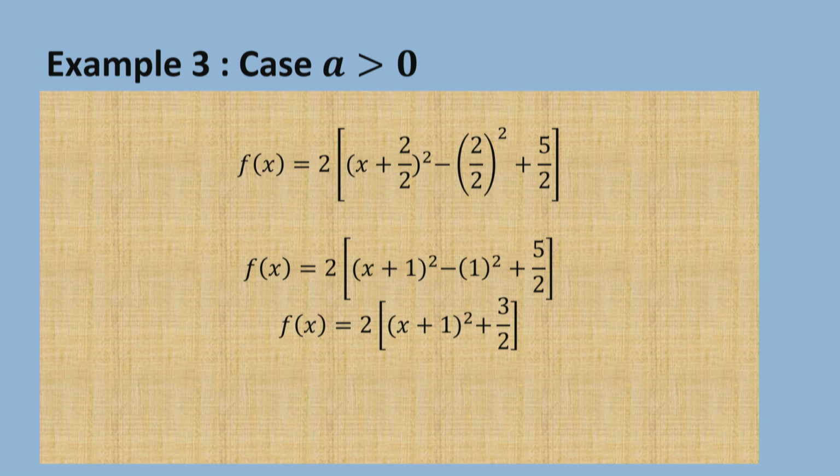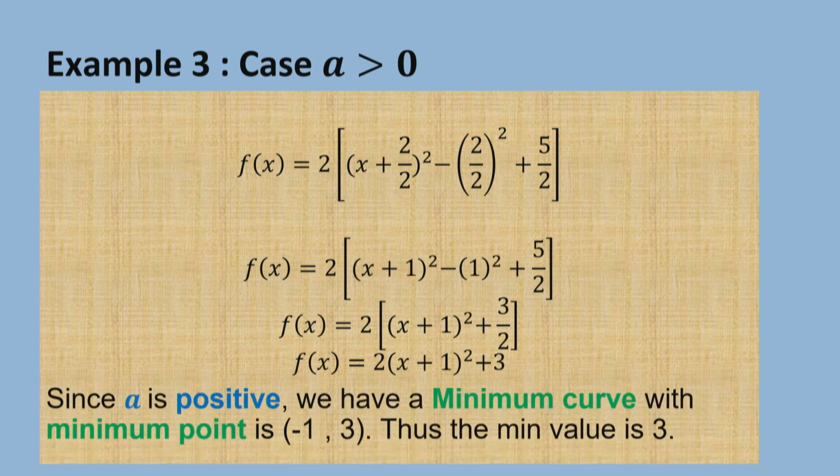Removing the square brackets, we will get 2(x + 1)² + 3. That is 2 times 3/2, which is 3. So a is positive. We have a minimum curve with the minimum point, that is (-1, 3). And the minimum value is 3.